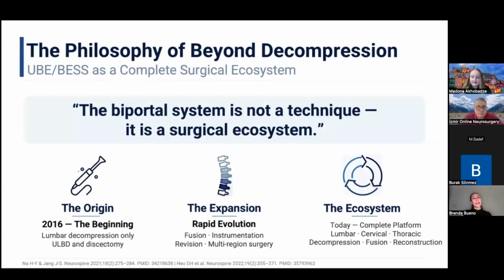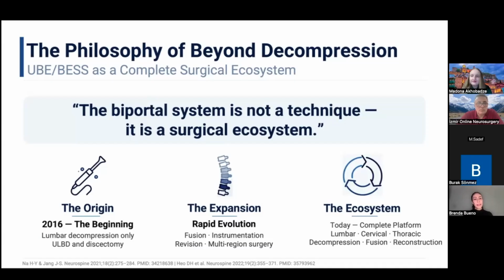I want to start by sharing something about the philosophy of UBE, how it was born from the necessity to be more effective in central decompression. It originated in 2016 in Argentina with Doctor De Antoni. Then it was adopted by South Korea, who developed the technique, and now we know they are the ones with the most experience with UBE and other endoscopic techniques.